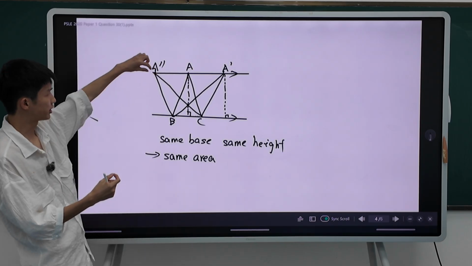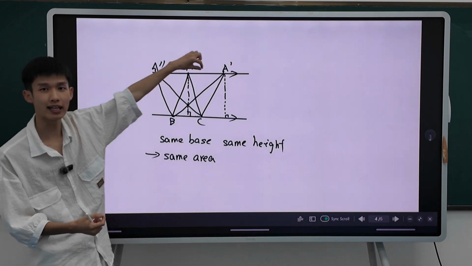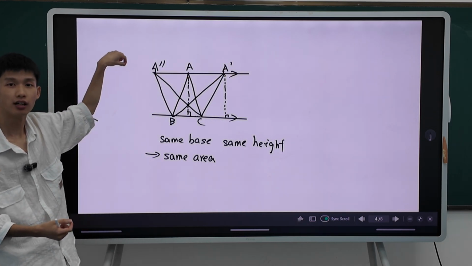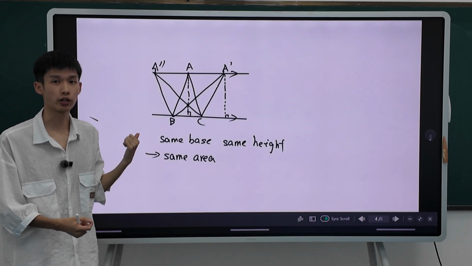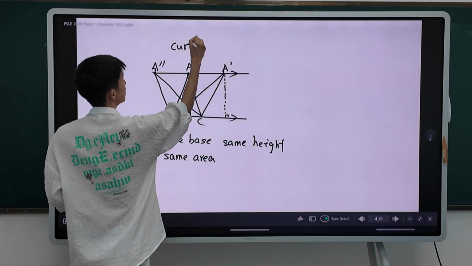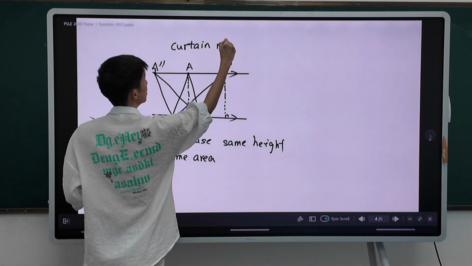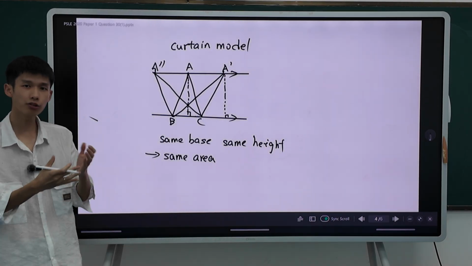Or in another way, the tip, I can move anywhere inside these parallel lines, and the area, does it change or not? And it doesn't change. It's like moving a curtain. So in this way, we call this the curtain model. Curtain model. But how to use this curtain model?